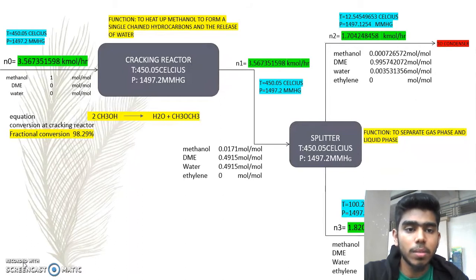It is calculated for both streams by using TBP for our gas phase and TDP for our liquid phase, and we use the Antoine equation and Raoult's law to determine the composition itself. For this cracking reactor, we use the equation and the fractional conversion to find the composition.